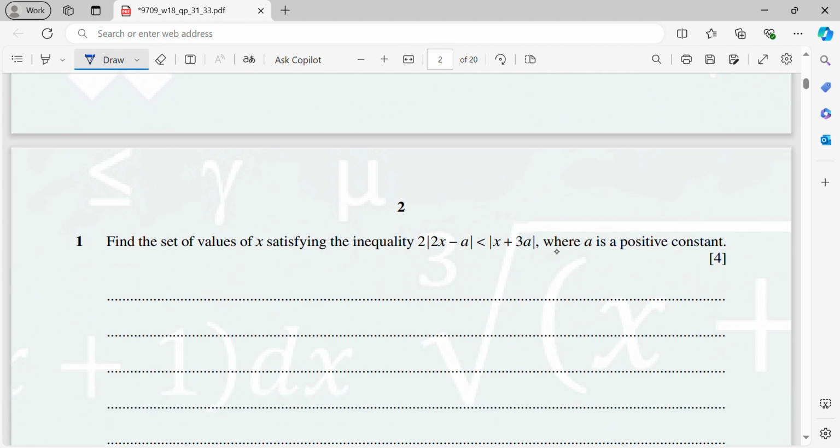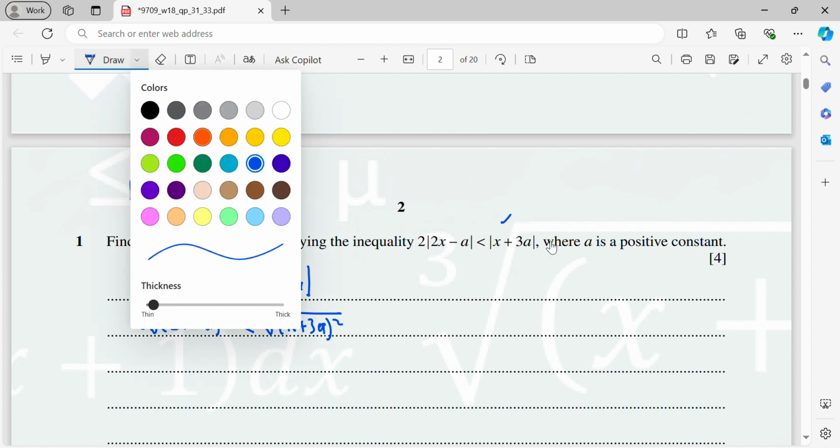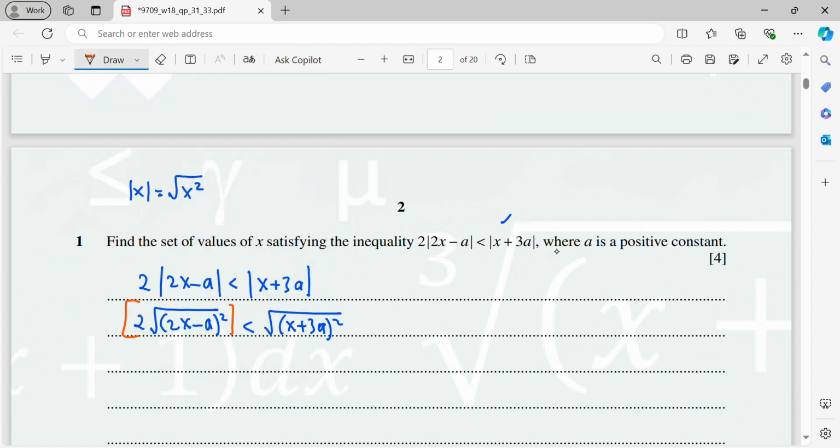Question number 1, find the sets of values of x satisfying this inequality where a is a positive constant. I will be using the definition of modulus x, that is the same as the square root of x squared. So now 2 modulus of 2x minus a is less than modulus of x plus 3a. So this is going to be 2 square root of (2x minus a) squared less than square root of (x plus 3a) squared. Now to eliminate the square root from both sides, we need to square both sides.